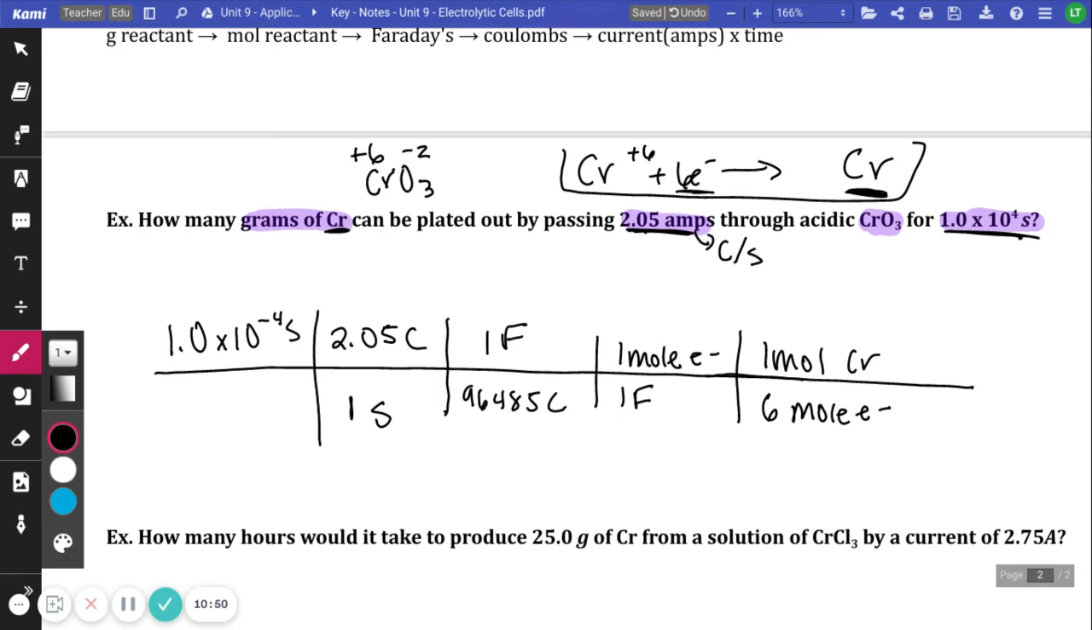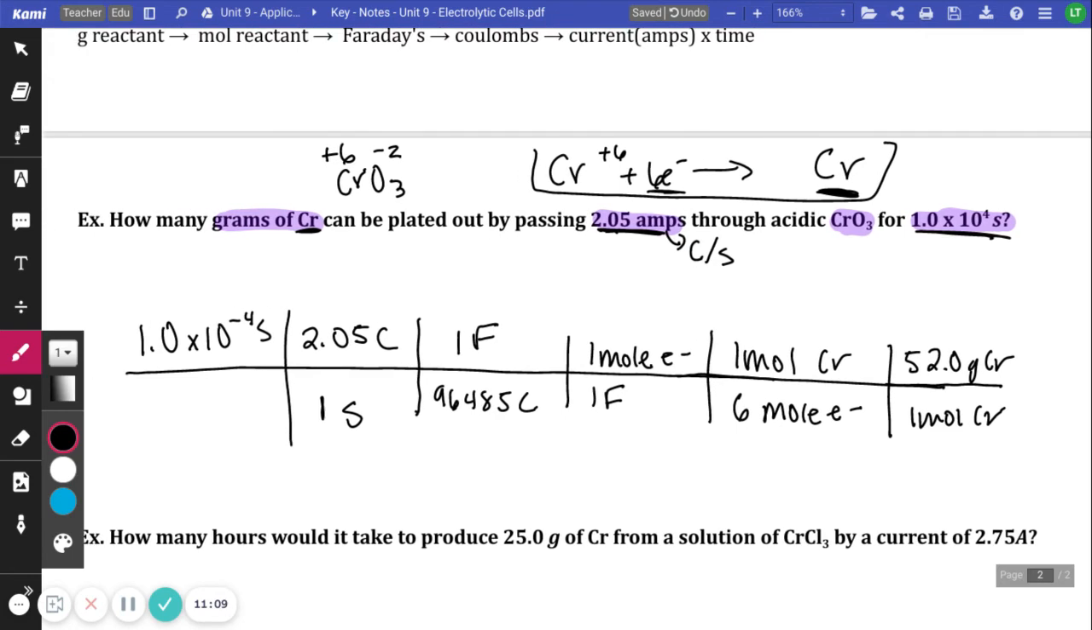All right. And then from there, now we're in moles of Cr. So now all we need to do is use the molar mass to get to grams. So 1 mole of chromium is 52.0 grams of chromium, and we just pull that straight from the periodic table. And then we're just solving. So multiply across the top, divide by the bottom.